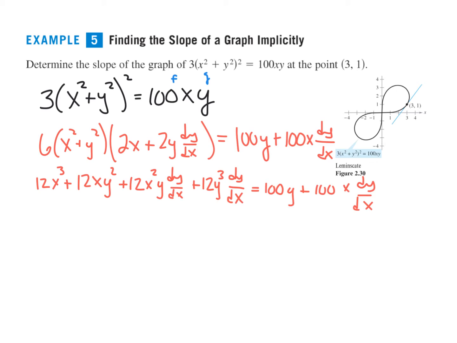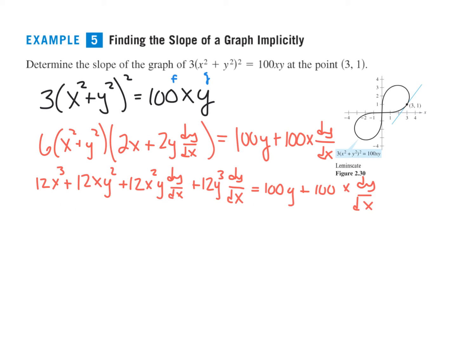Alright, so if you did it correctly, you'll get 12x cubed plus 12xy squared plus 12x squared y dy/dx, plus 12y cubed dy/dx, and then of course that equals 100y plus 100x dy/dx. Okay, so again, now we have to take everything with dy/dx and move it to one side, and everything without it and move it to the other side. So on the right-hand side, this term moves to there. On the left-hand side, this term is going to move over here, and so is this term.